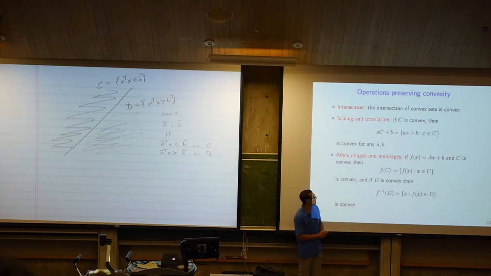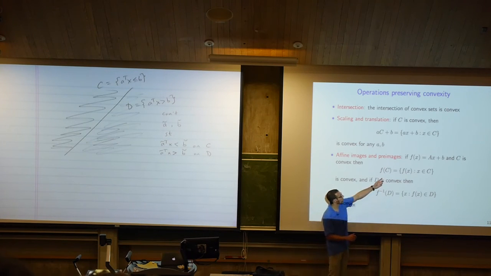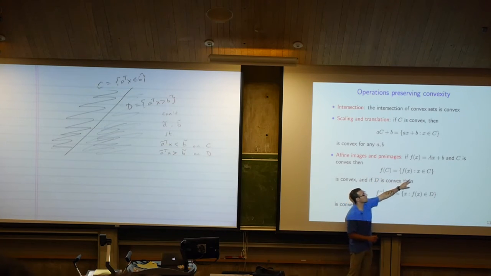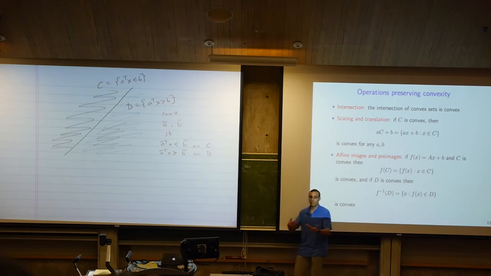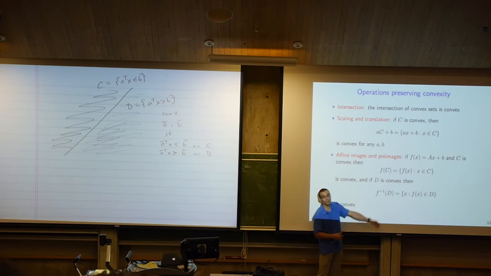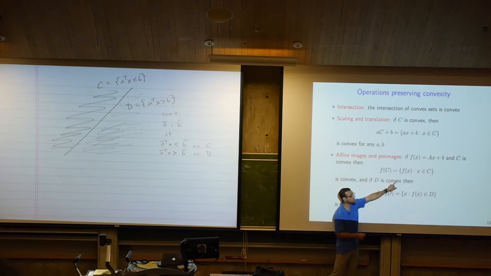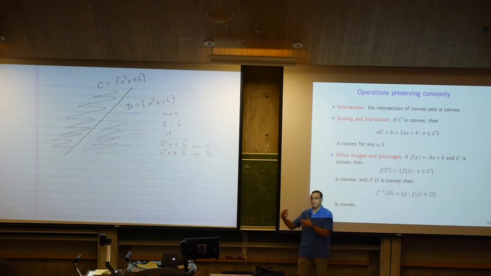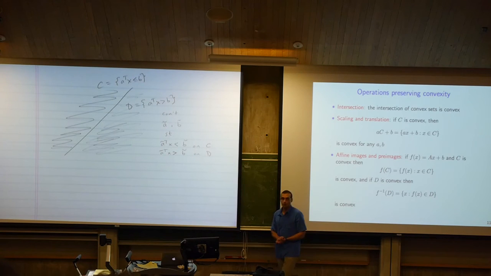The affine image of a set, or just the image of a set under a function f, is the set of all f of x such that x is in the set. That's what we mean by the image. I just apply my function to every point in the set. And when f is affine, it's just called an affine image. If C is convex and f is this affine function, that's a convex set. So that means I can take any affine transformation of a convex set and obtain convexity. Very useful fact.